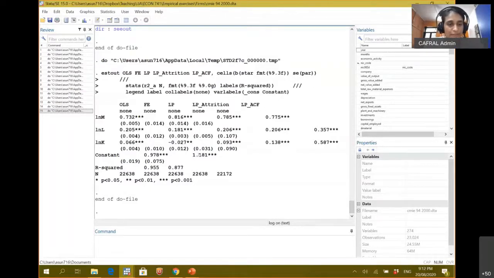Now, once you run this, you can just use these coefficients to calculate TFP as the residual, like we did with OLS. So just use these beta hats and you can get your TFP estimates.